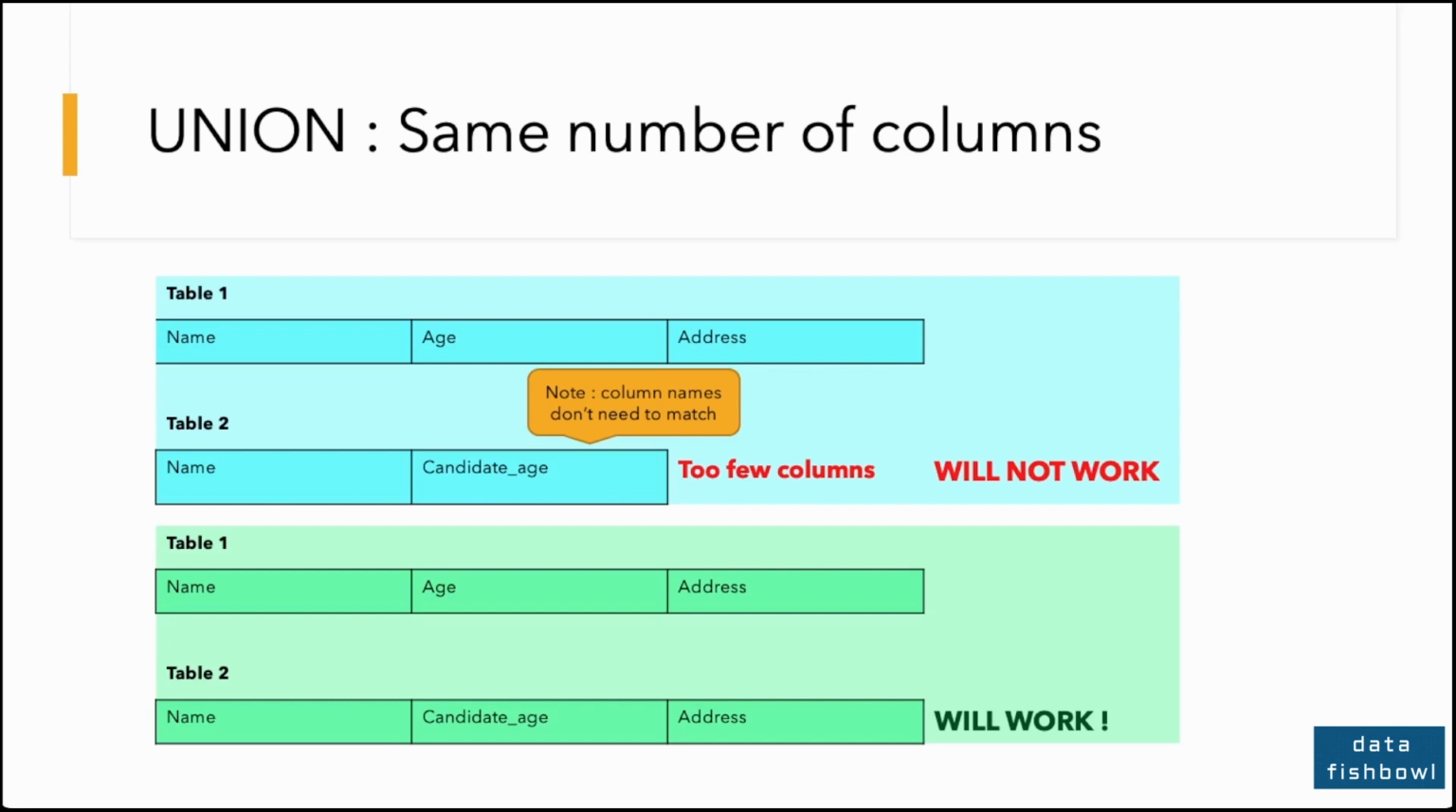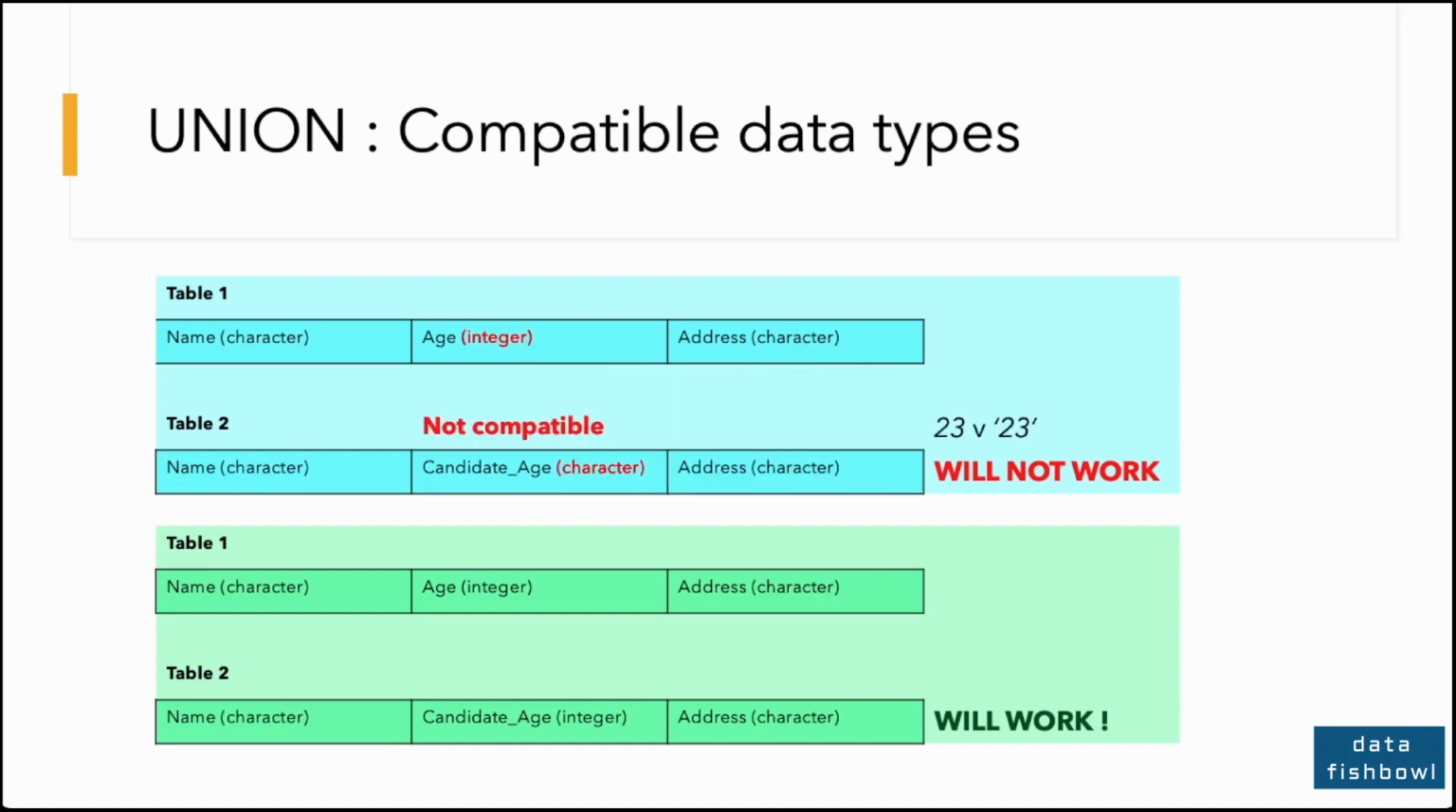So that's an important thing to note. Also note that the column names don't necessarily have to be exactly the same. What's key is that the data type is the same. And that's the second condition that we have. That even though we have the same number of columns, the data types have to be compatible between the two or more tables that you are unioning.